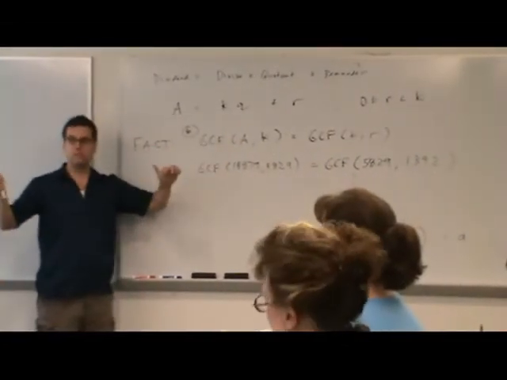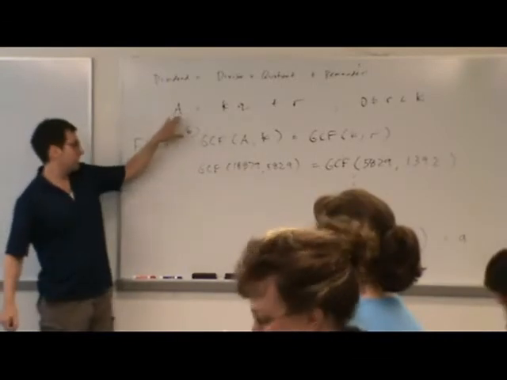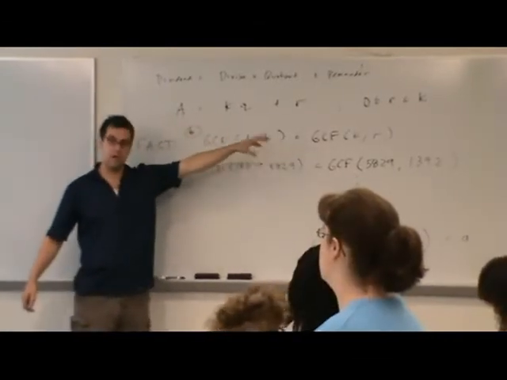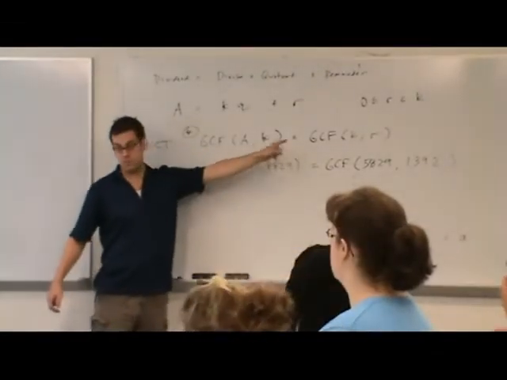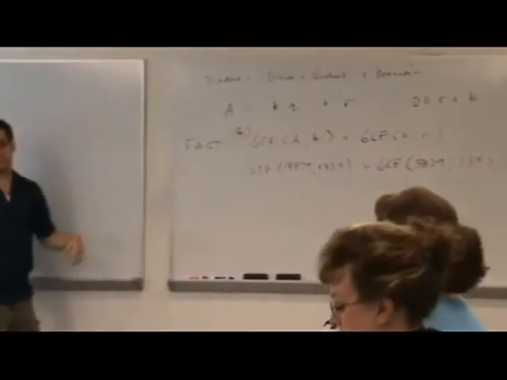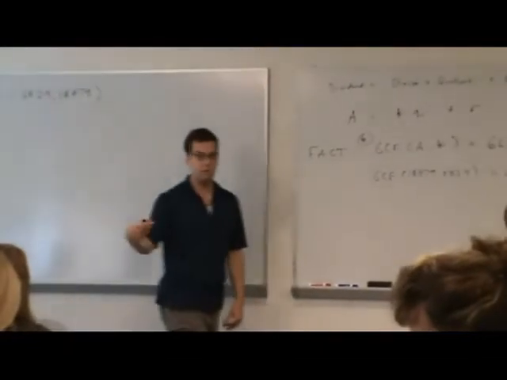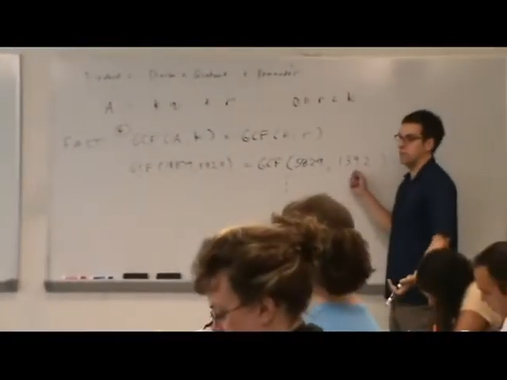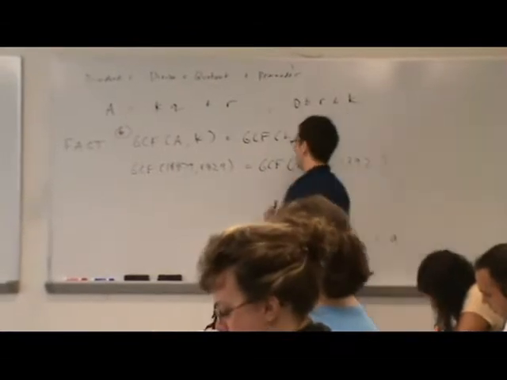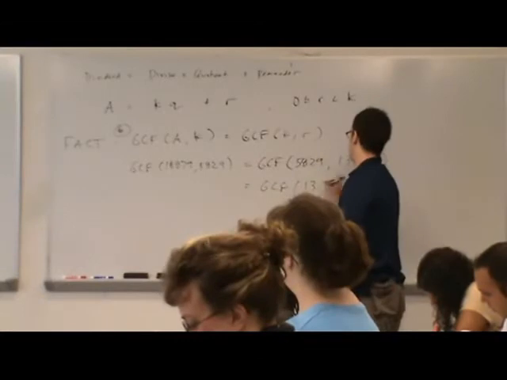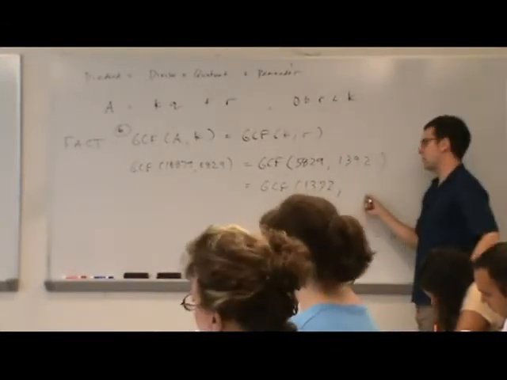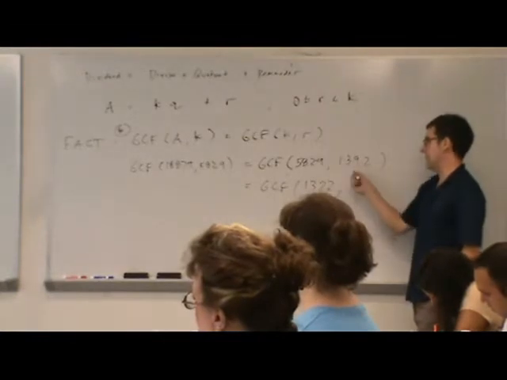You take 2 numbers, divide one by the other, dividend equals divisor times quotient plus remainder. It's always true that the GCF of the dividend and the divisor is the same as the GCF of the divisor and the remainder. It's just true. So you can just keep repeating the process. 5829 and 1392, that's too big of a problem for us to do too. Well, Euclid's algorithm tells us this is equal to the GCF of the divisor, 1392, and then whatever the remainder is when you divide this by this.